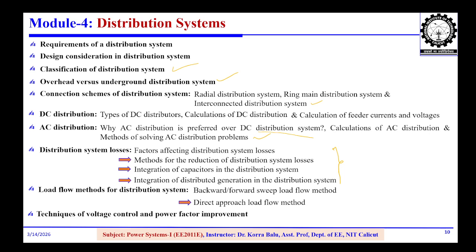We'll see the factors affecting distribution system losses, the methods for reduction of distribution system losses, integration of capacitors in the distribution system, and integration of distributed generation in the distribution system. Then we'll go for the load flow analysis for the distribution system. There we'll consider the backward forward sweep load flow method and the direct approach load flow method. Then we'll see the different techniques for voltage control and power factor improvement in the distribution system.